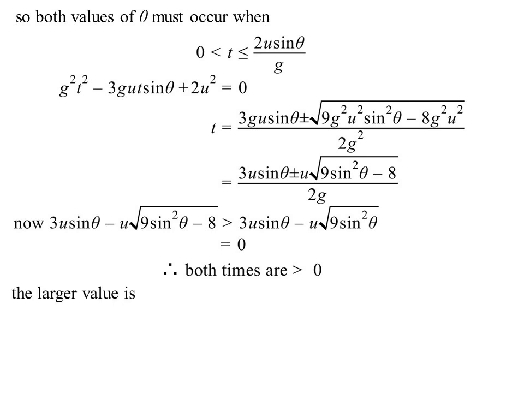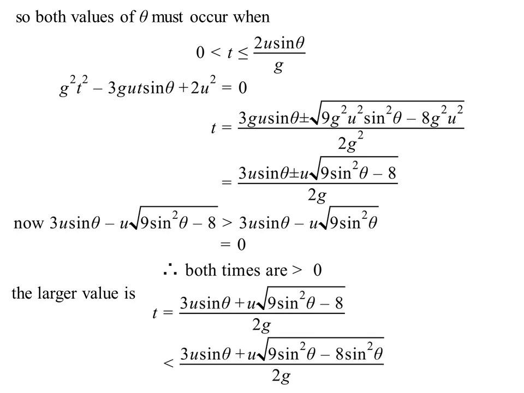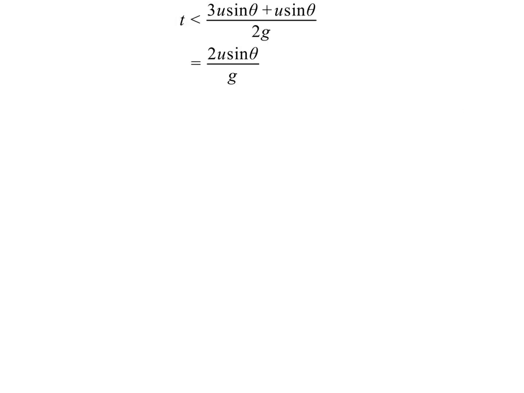Well, let's now work out what the bigger one is. Remember, we need it to be less than or equal to 2u sine theta on g. If I know the bigger one is, then I don't have to worry about the smaller one. So the larger one would be 3u sine theta plus u on the square root of 9 sine squared theta minus 8. Now this time I'm going to say, well, that's greater than 9 sine squared minus 8 sine squared. That's nice because now I get 3u sine theta plus u sine theta, which is 2u sine theta, and that was the other end we were trying to prove. So yep, both of those times will occur during the time of flight.